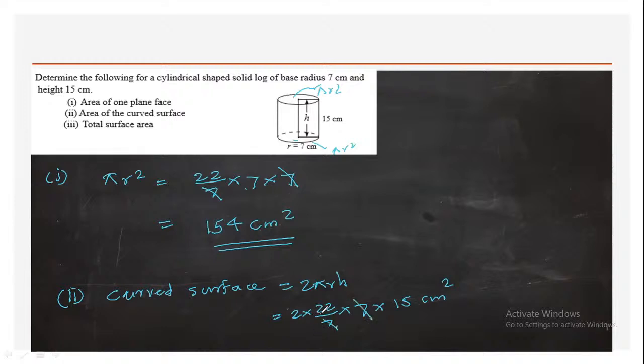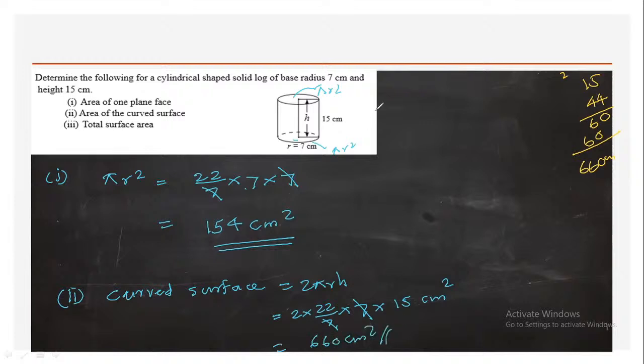22 into 2, 44 into 15. So it is easy to multiply 15 into 2 into 22, 44. Then 4 times 5, 22 remaining, 4 times 1, 4 and 2, 6, 0, 6. Then what is the answer here? 660 square centimeter.